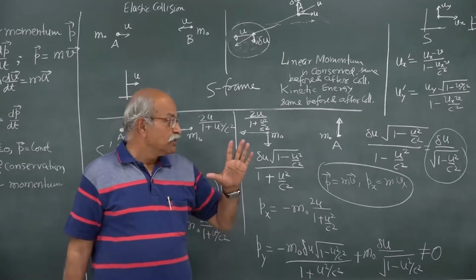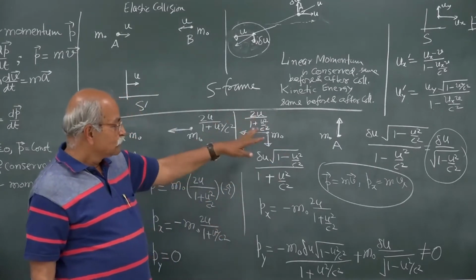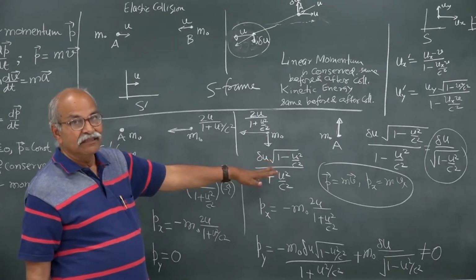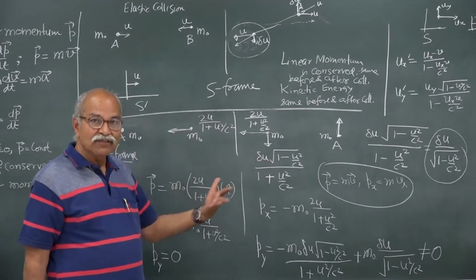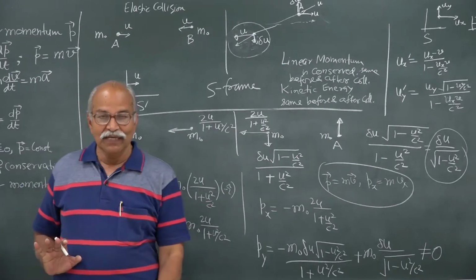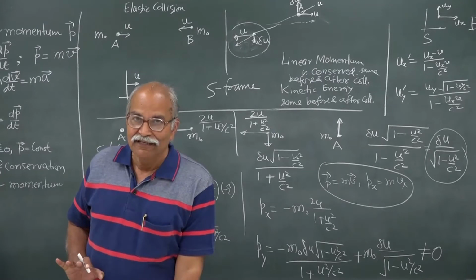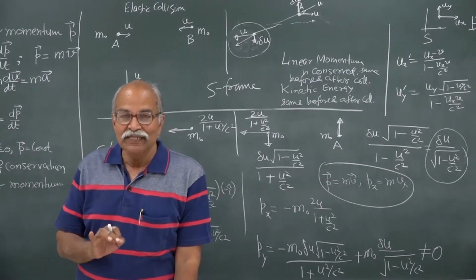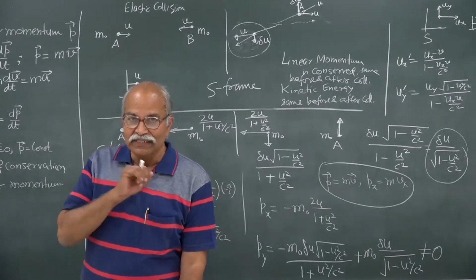So, if we still want to go with linear momentum conservation, then the definition of linear momentum has to be modified, and that is the topic I would like to address today. So, how do I modify this linear momentum equal to mass into velocity?